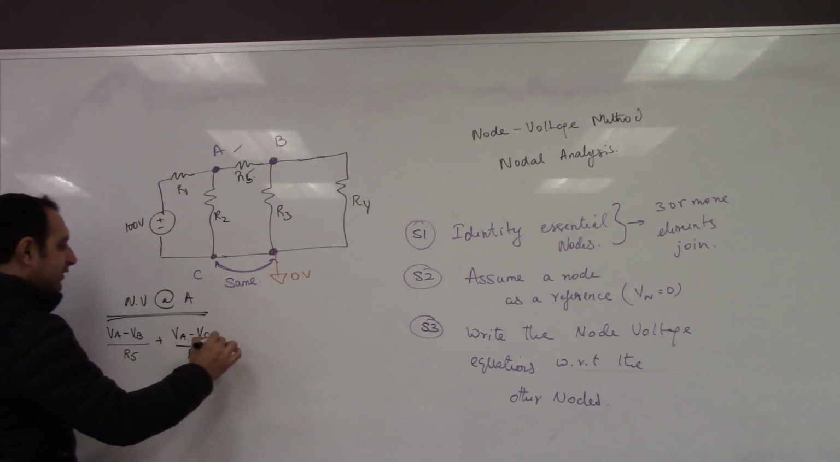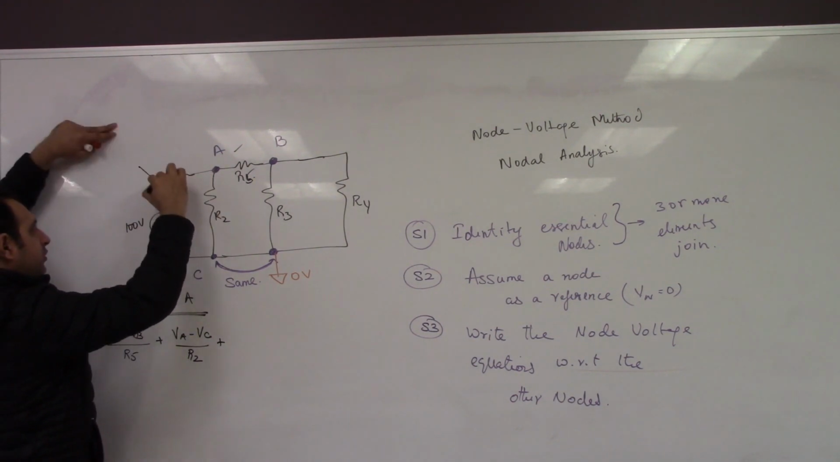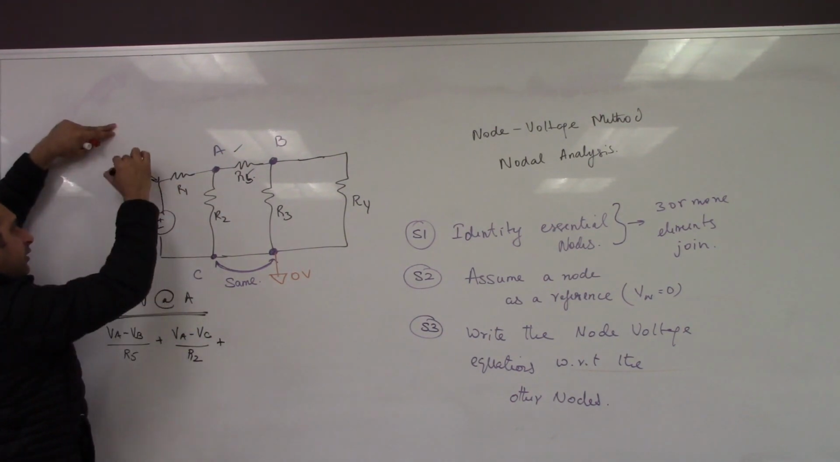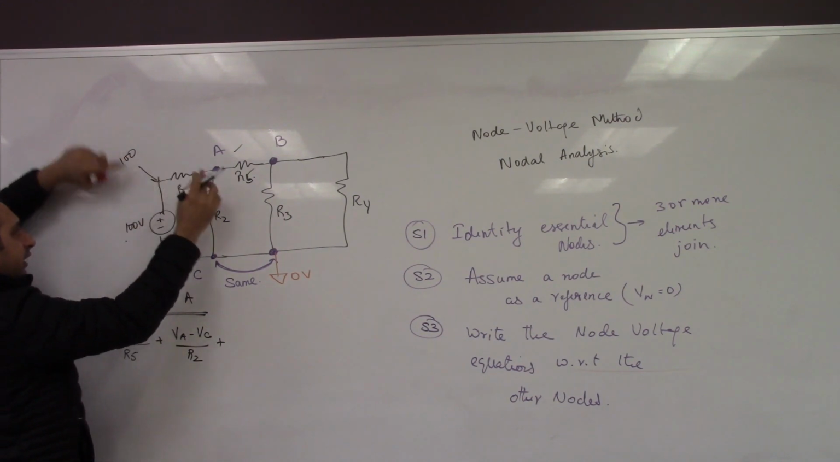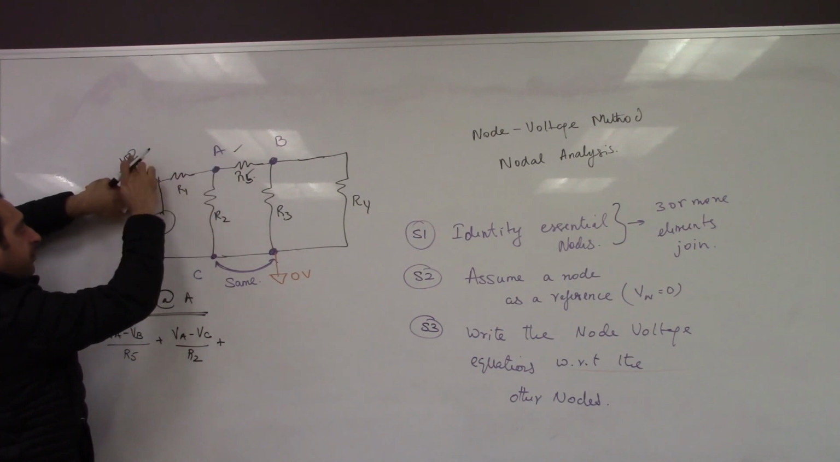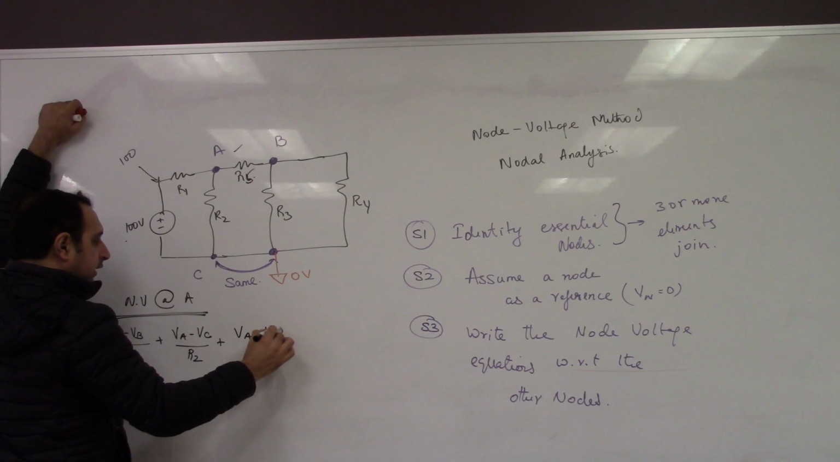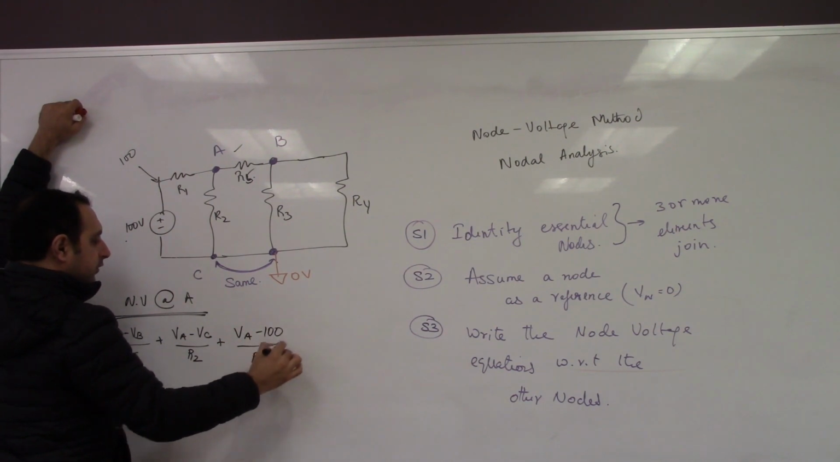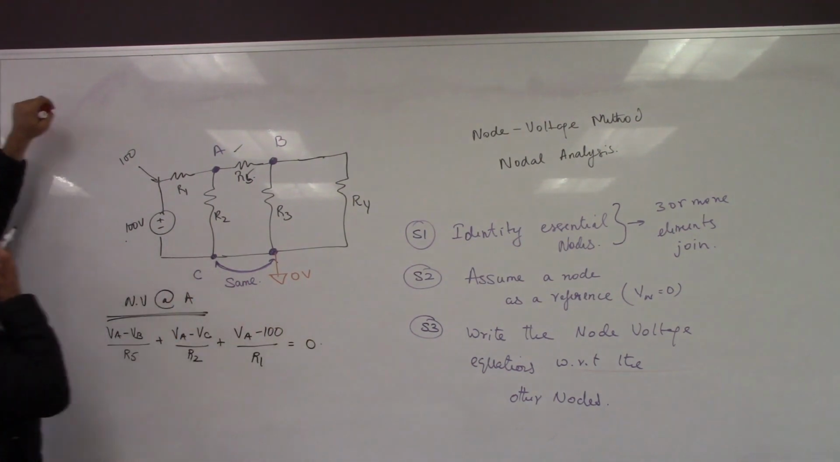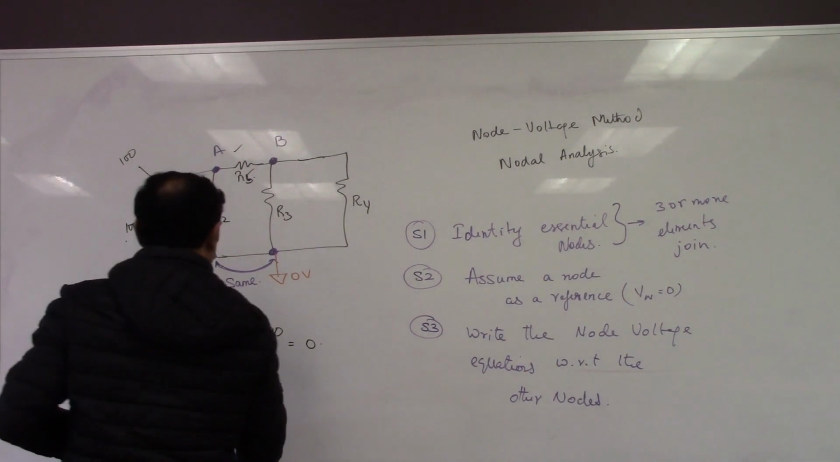Okay, plus we go here. Okay, VA, at this node the voltage is 100, right? Because this is the 100 volts, right? We always want to take the difference of the two voltages. So VA minus 100 divided by R1. That's it. Always take the difference of the two and just write the voltage.